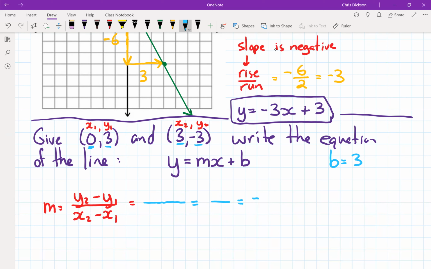y2, -3 minus y1, 3. I had to invert it. And then now for my x values, I take x2 and I minus my x1, which is 0. So I get -6, sorry, over +3, which is -2. So y would equal -2x plus 3.